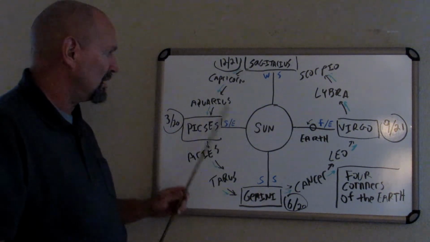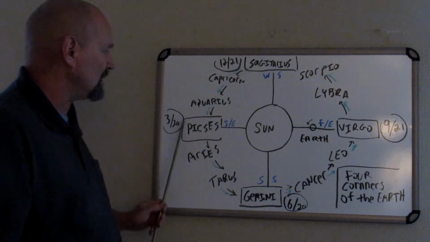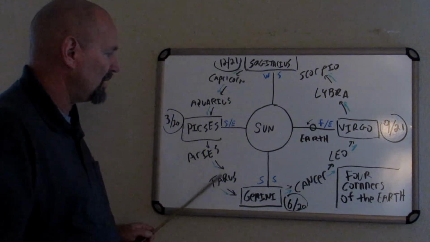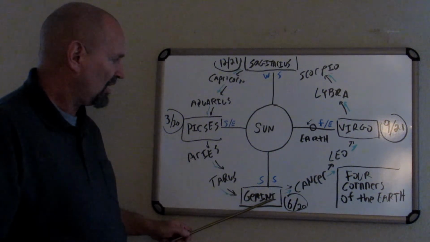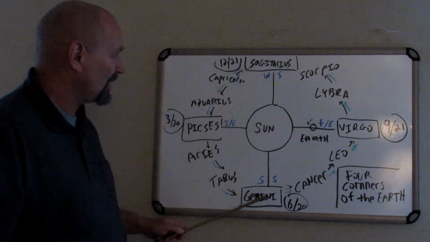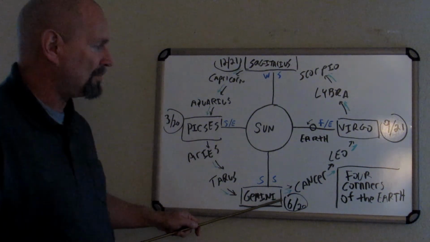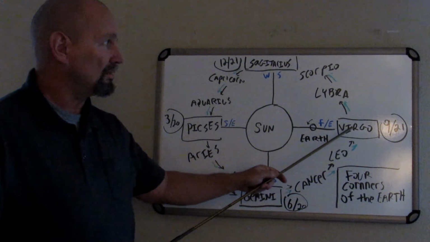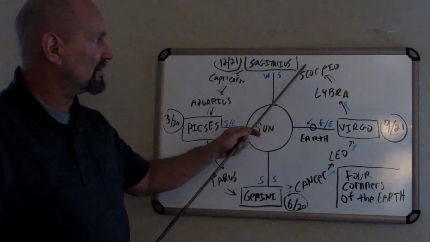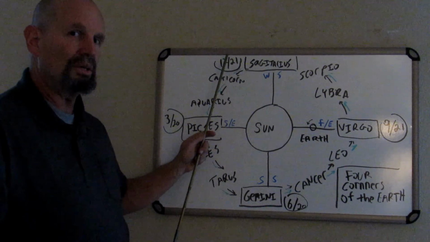Technically speaking, we start here in Pisces on 3/20, and we move this way. We come into Gemini on 6/20. Then we keep coming this way, and the sun comes into Virgo. We go through this way, and the sun comes into Sagittarius, and ends out on 12/21.